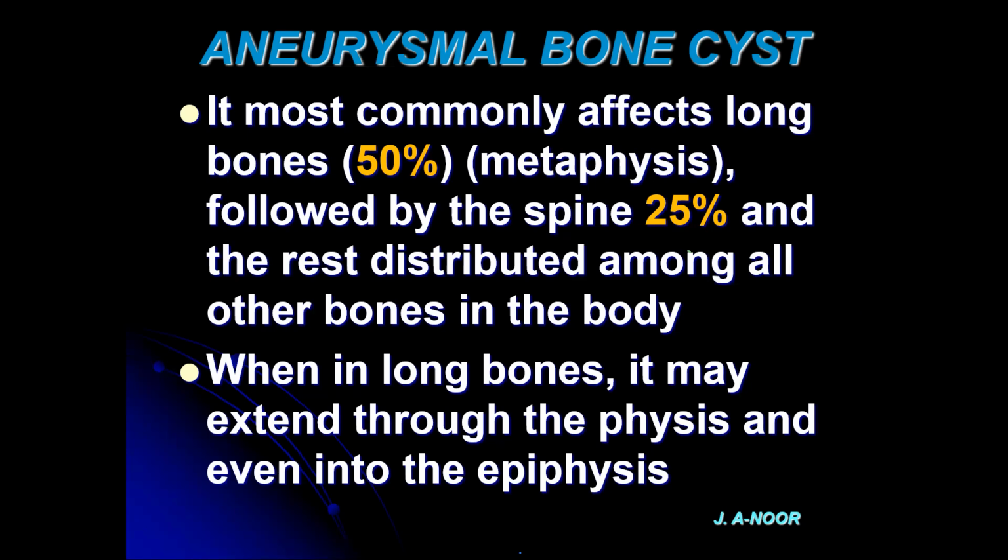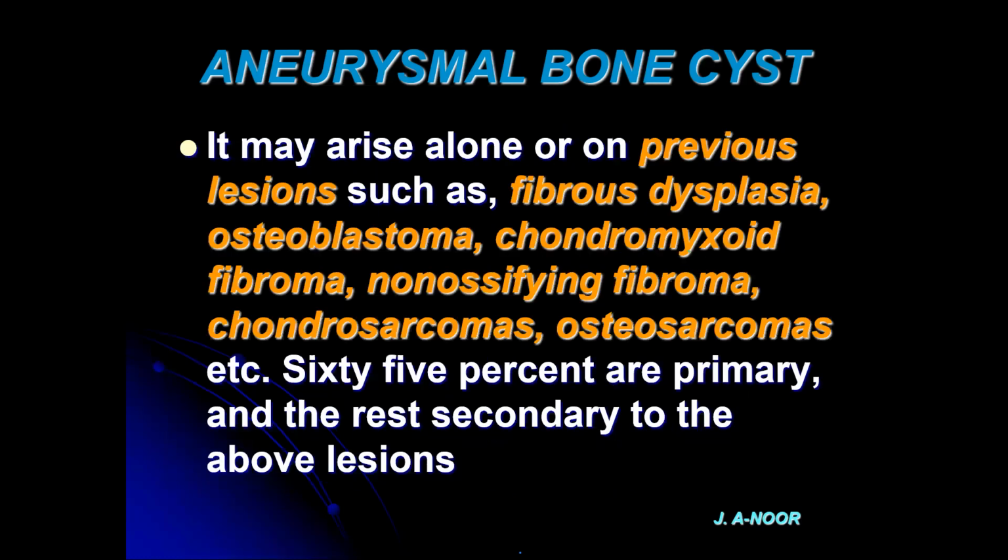It may arise alone or on previous lesions, such as what I have repeatedly mentioned: chondromyxoid fibroma, non-ossifying fibroma, chondrosarcomas, and osteosarcoma. So be aware of aneurysmal bone cysts because they are not always benign. You can miss it. 60% are primary and the rest secondary to the above lesions.